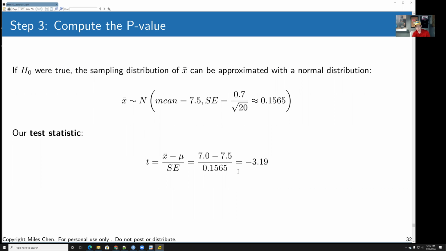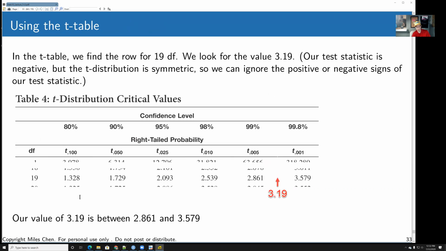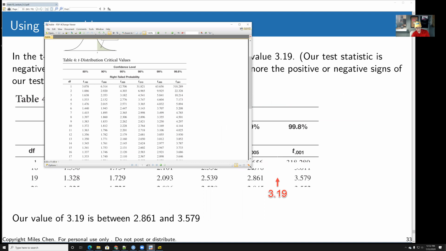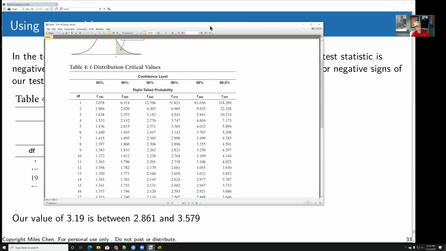And so at this point, we go to our table to look up our p-value, okay? We're going to use our t distribution with n minus 1, 19 degrees of freedom. Our sample size was 20, so we have 19 degrees of freedom. Now, using the t-table is very different from using the normal table. When you go to your t-table, it doesn't look anything like the normal distribution table.